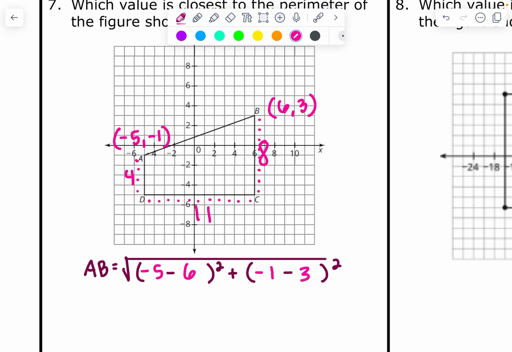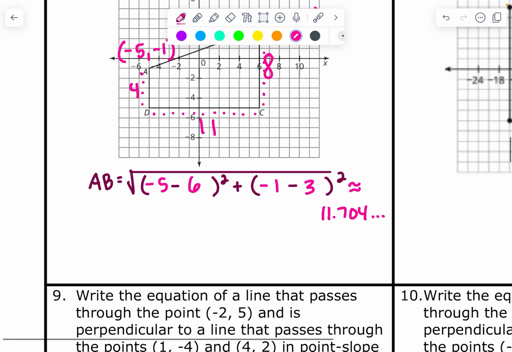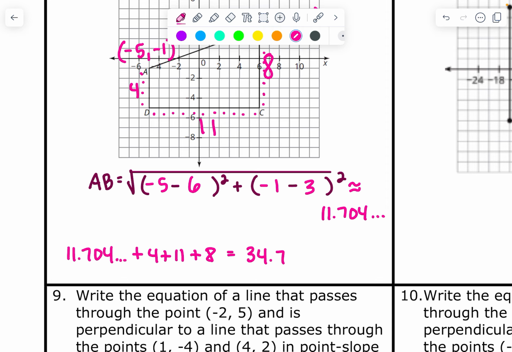Let's calculate that. So square root of 11 squared and 4 squared. So that'll be about 11.704, and so on. So when we add all that together, it's going to be 11.704 plus 4 plus 11 plus 8. Those are the other sides of this shape. And that will give us 34.7. And I didn't say what to round to, so we're just going to round there.